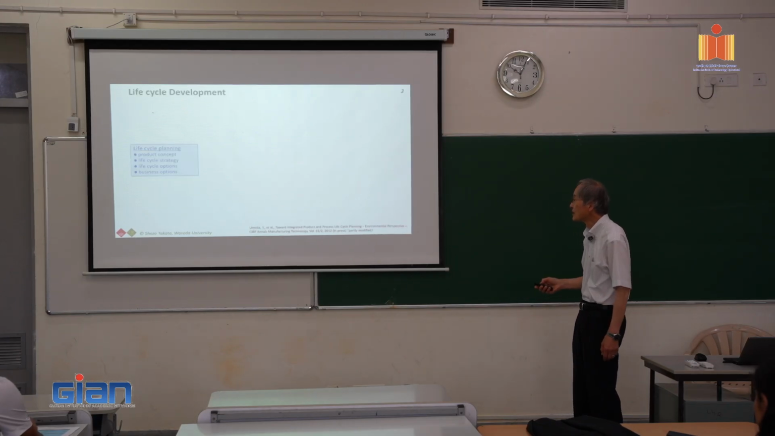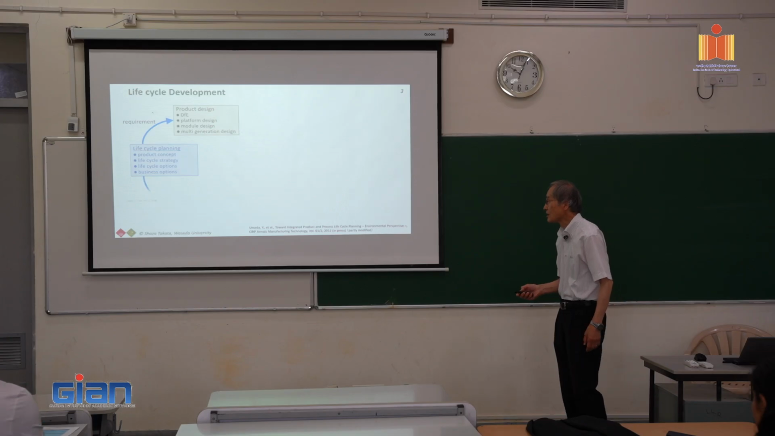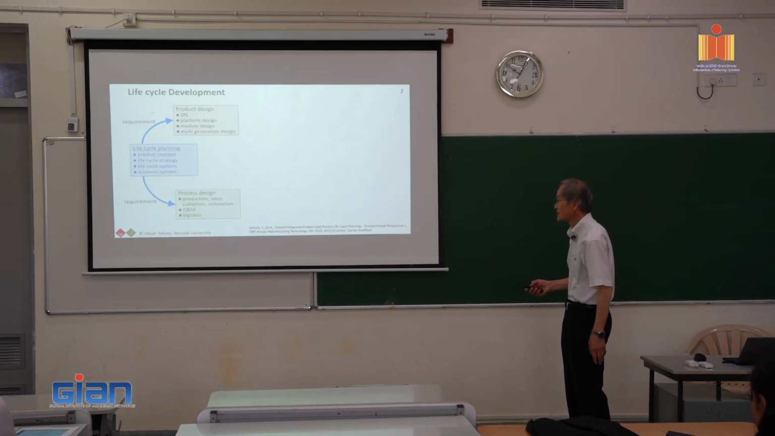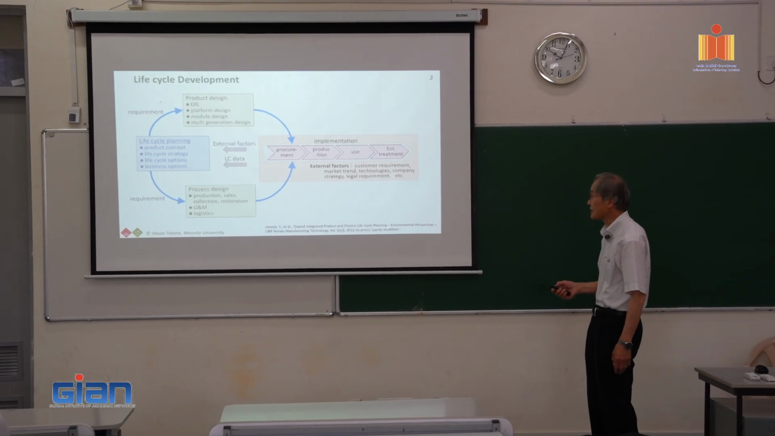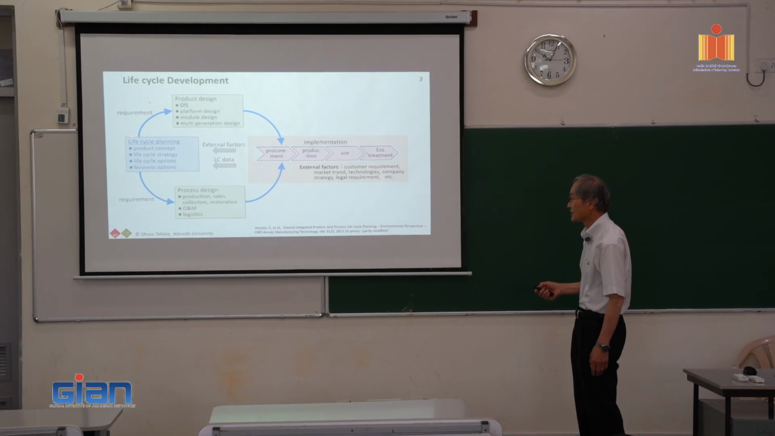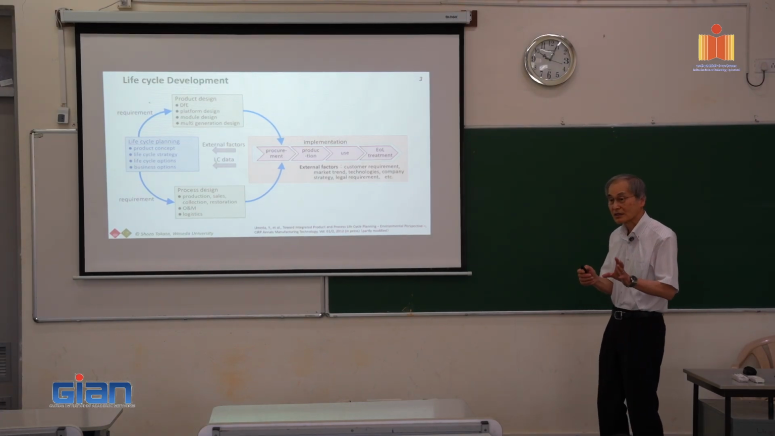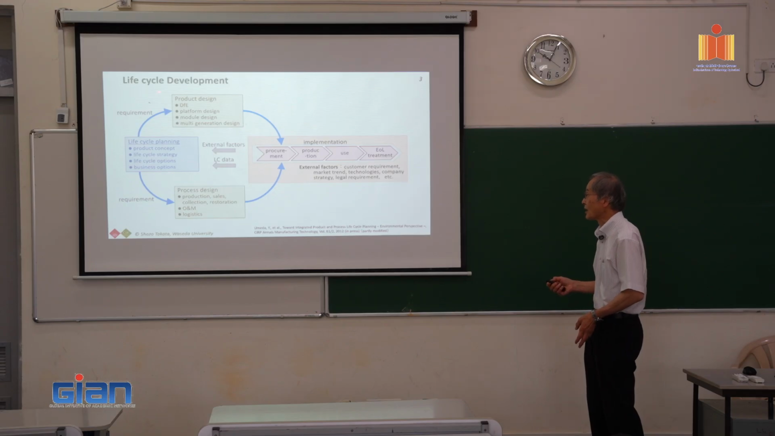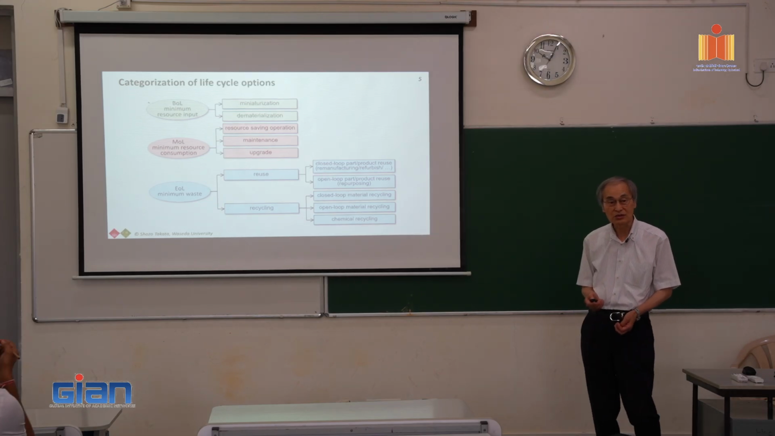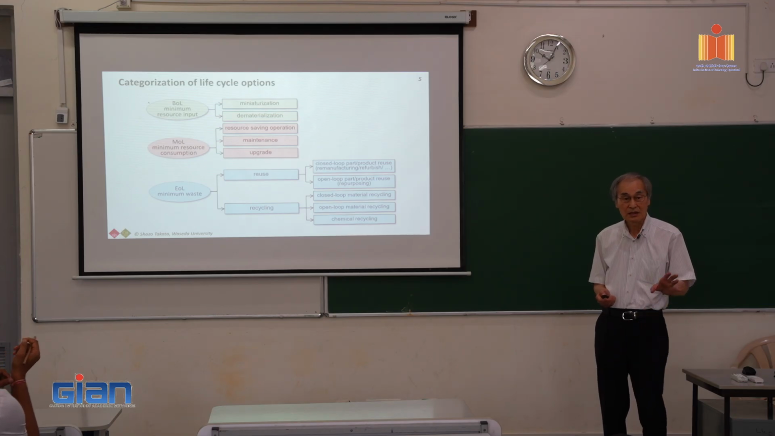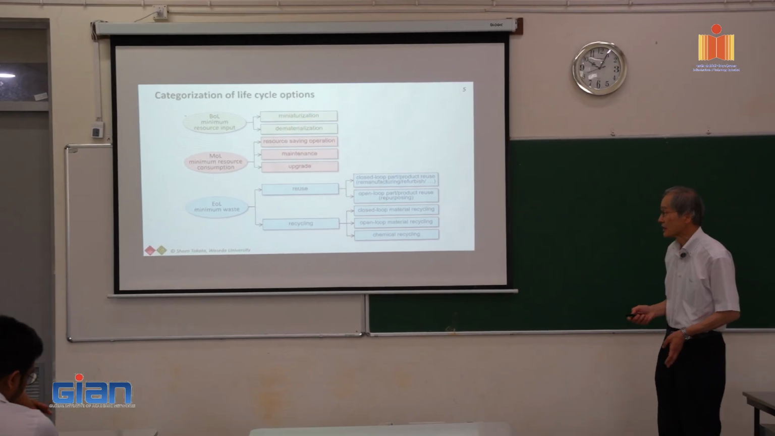So this chart you saw yesterday already. Why this is important is that you need a life cycle planning or the design of life cycle before product design and process design. And you also learned about life cycle options, which is the means to reduce the environmental load or the resource consumption in manufacturing.